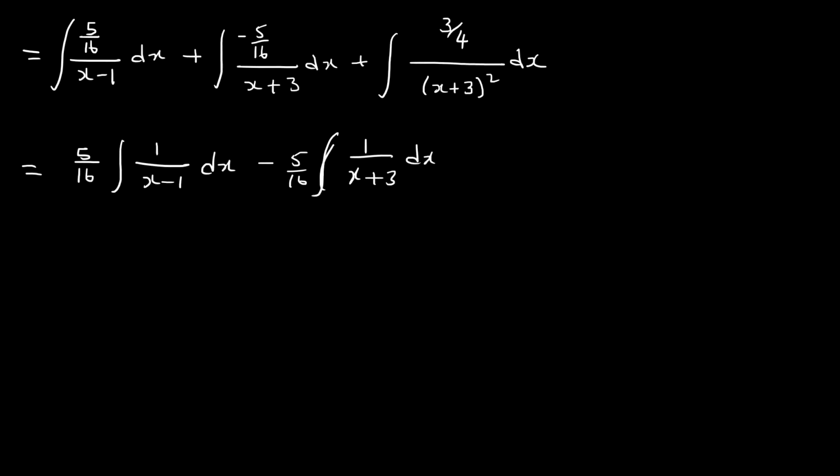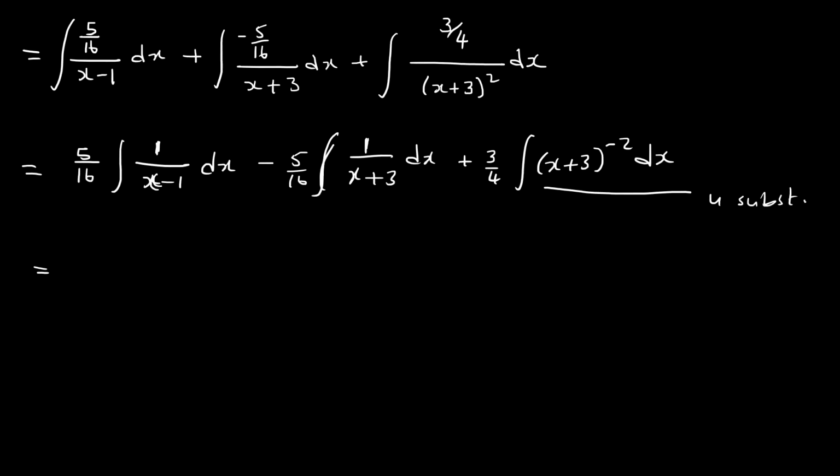Here, if I remove it, I'll have 3 over 4. And if I take that denominator to the top, I'll have minus 2 dx. So we can see it's ln. We know the derivative of x minus 1 is 1, so we don't have to do anything. The derivative of x plus 3 is 1 dx, which means we don't have to do anything. But this one is u substitution, because of the exponent.